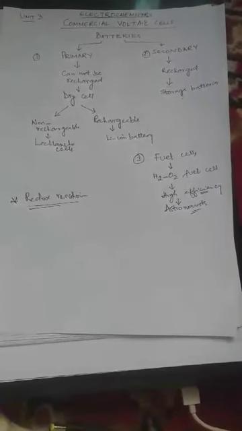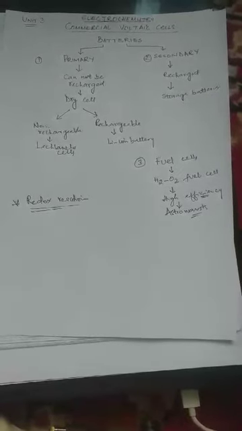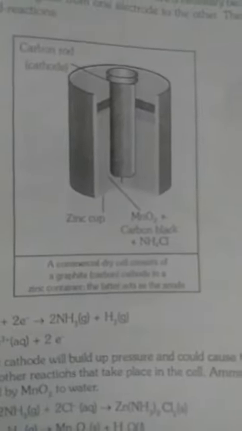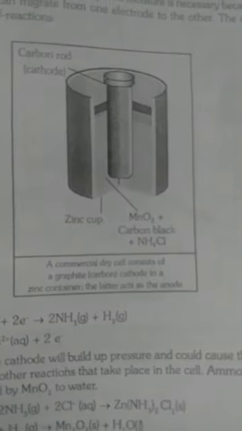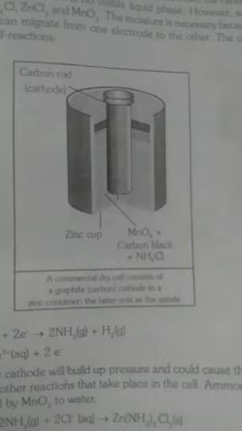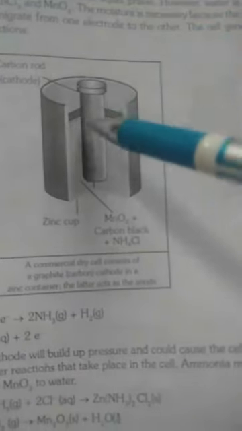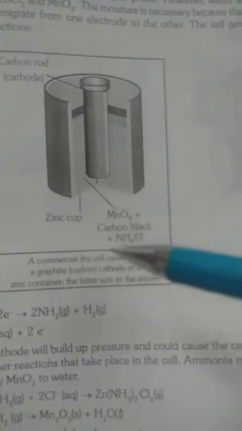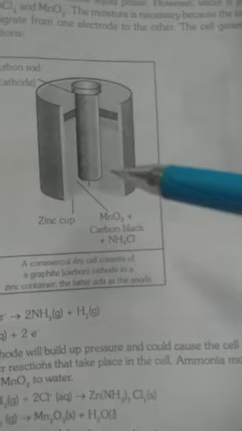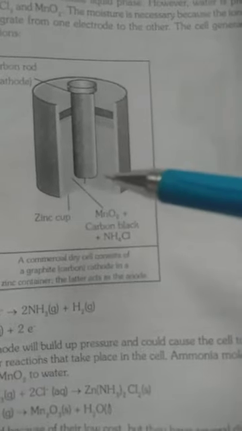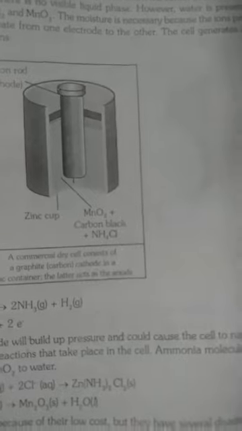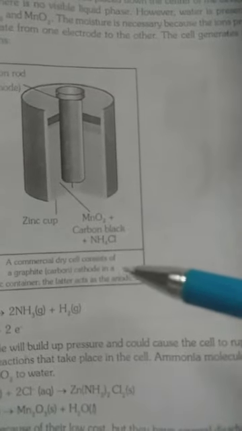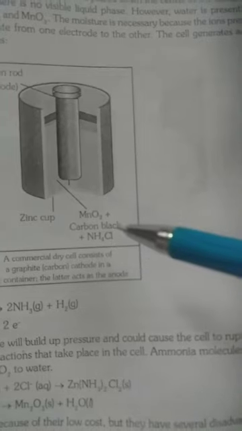We will see the reactions one by one, suppose in the case of a dry cell or Leclanche cell. This is a dry cell. It consists of an outer covering which has zinc metal as anode. In the center there is a graphite or carbon rod, which acts as cathode. Cathode is actually the positive terminal of the battery, whereas zinc is the negative terminal, the anode. There's a paste of manganese dioxide plus carbon, and ammonium chloride.